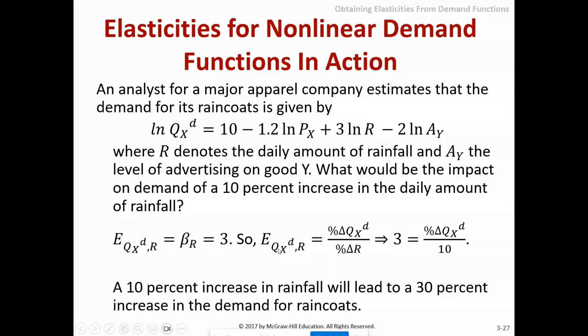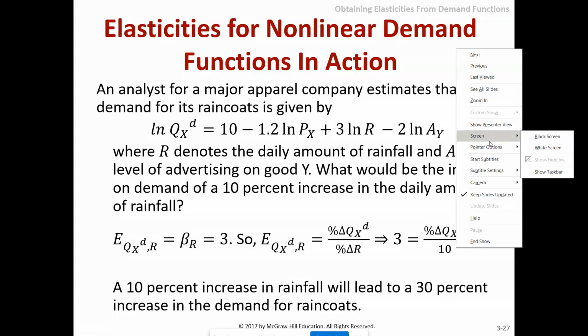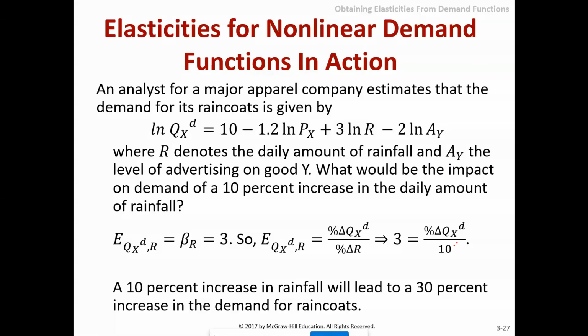So the coefficient is 3, and you are asked the effect of a 10% increase in daily amount of rainfall on quantity demanded for raincoat. Then we do a product, 3 multiplied by 10%, a 30% increase in the demand for raincoat.